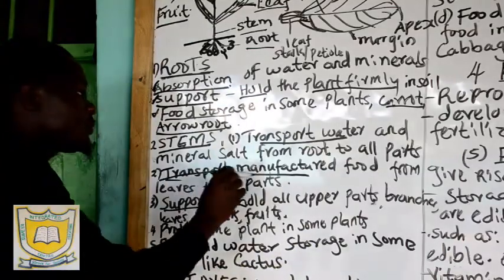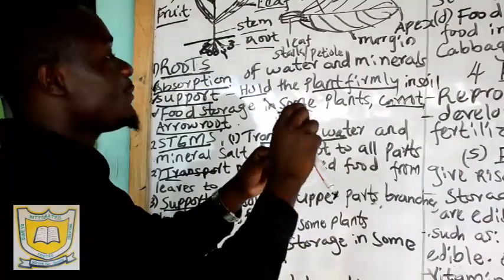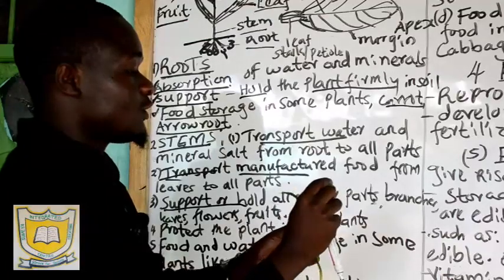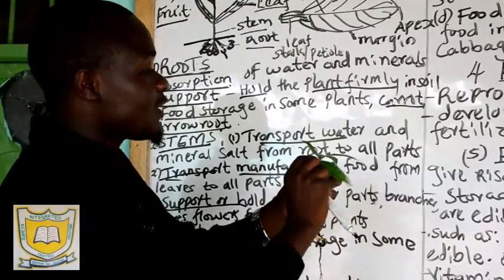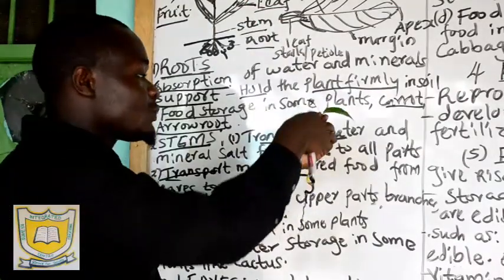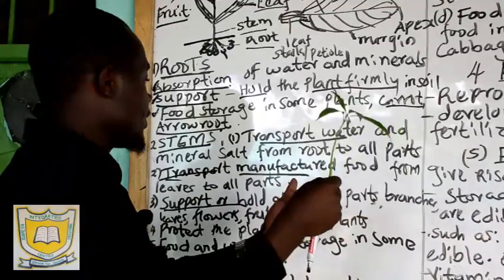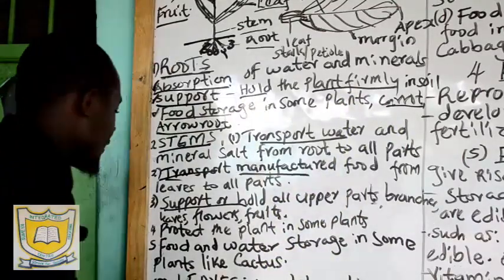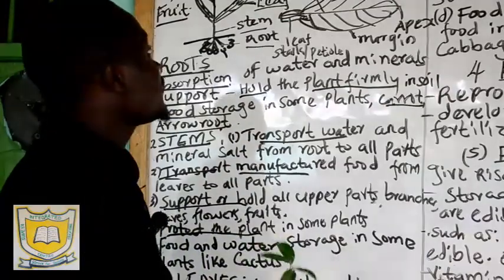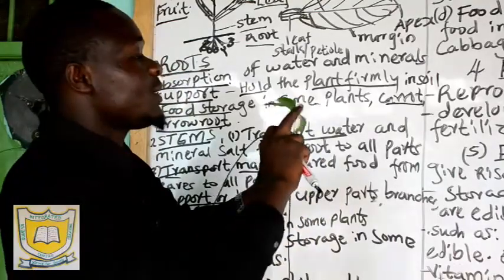Now, when you talk of transport of manufactured food, when the plant has manufactured food, we'll talk about photosynthesis when we come to the leaves. But when food has been manufactured in the upper part of the plant, it is then transported through the stem to the roots, either for storage or to be utilized by the plant. Number four, the stem protects the parts of the plant, because when it grows very high, the plants are protected.